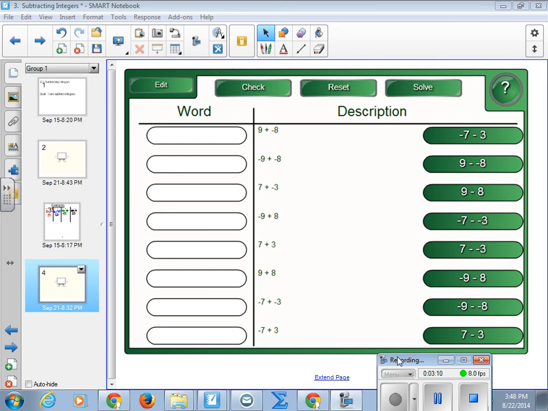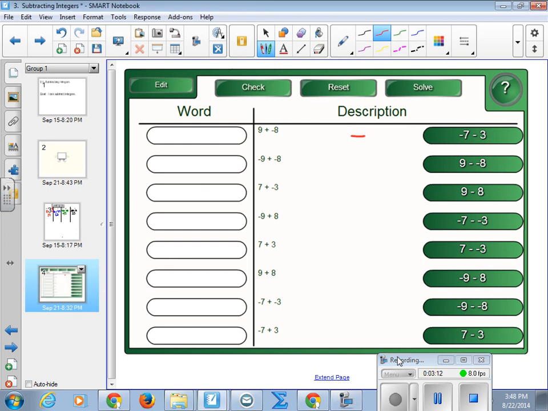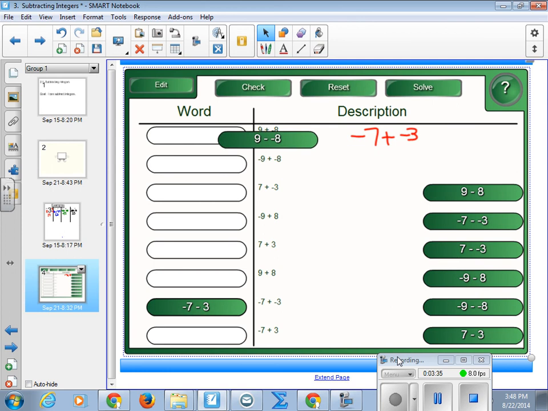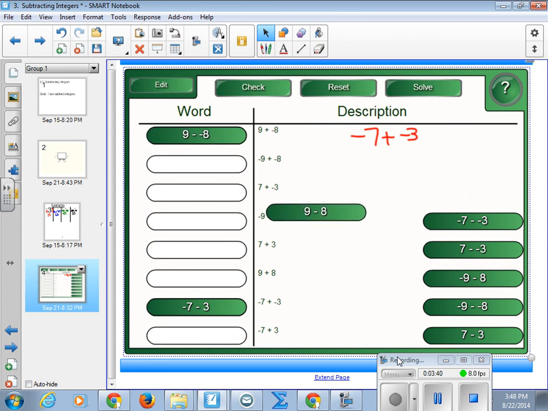Well, we change that. The first term is the same. Subtraction becomes addition. Second term becomes the opposite. And I look, and that matches up right down here. So that's the idea. If you want to, go ahead on your papers and try to fill this in without me. I'm just going to go right through this. This becomes 9 plus 8. This becomes 9 plus negative 8.